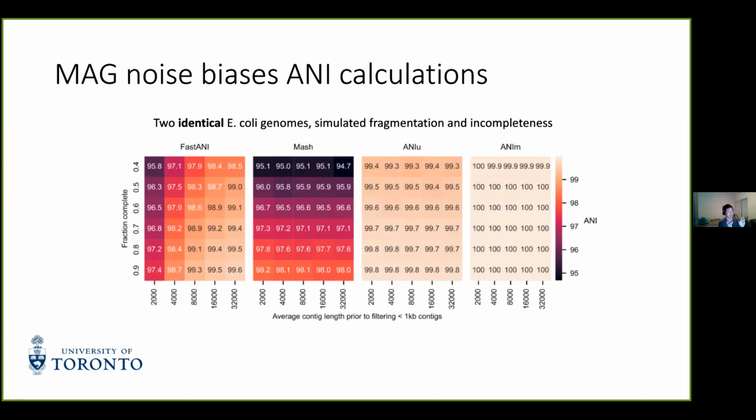Although the ANI should be 100%, you can see that especially FastANI and Mash, these quicker new methods, can underestimate the ANI by a lot. Specifically with Mash, as your completeness goes down, the ANI starts to go down drastically. With FastANI, the bias is more due to contig length. So as you get very, very fragmented contigs, FastANI starts to underestimate ANI quite a lot.